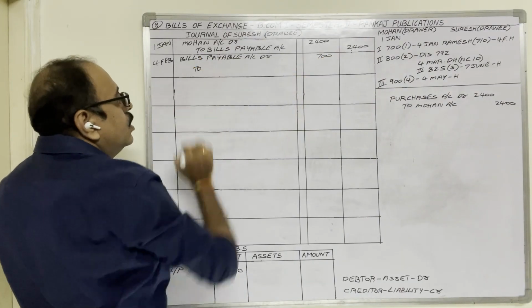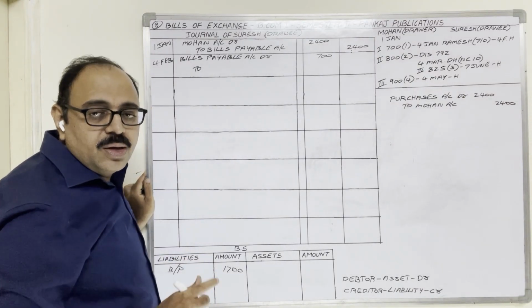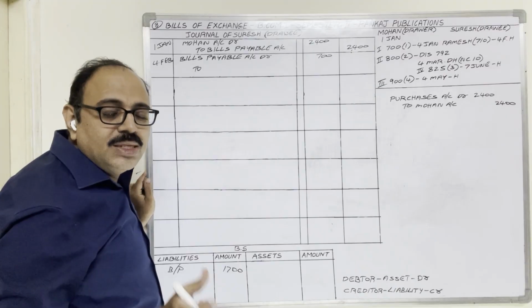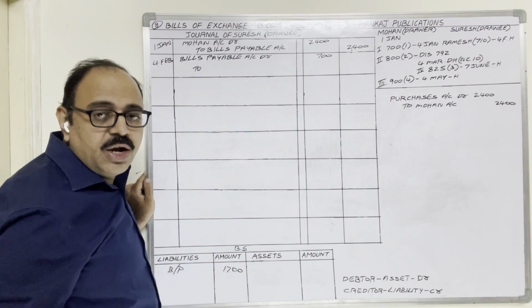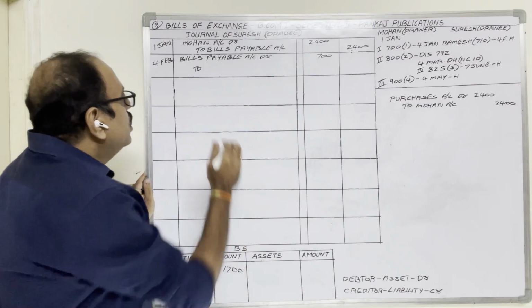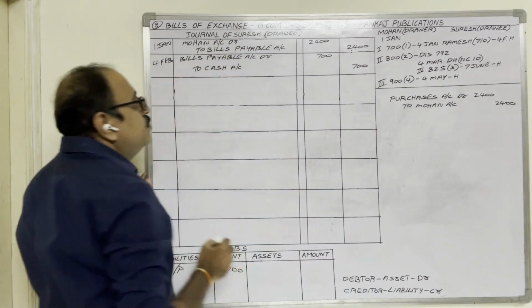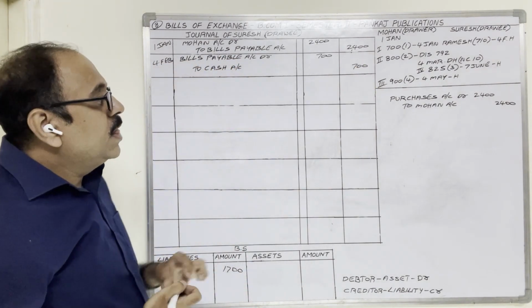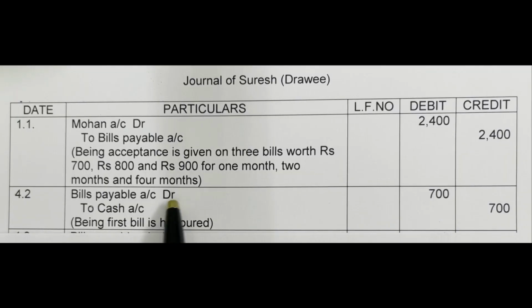Second, Suresh paid money, so from Suresh cash is going. Cash is an asset, so it comes under real account. Real account rule: debit what comes in, credit what goes out. Cash is going now, so credit cash account 700 rupees. So this is the second entry. First bill honor entry, 4th February: bills payable account debit to cash account 700. Being first bill is honored.